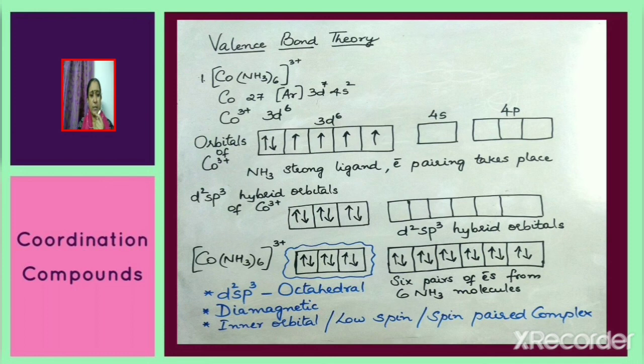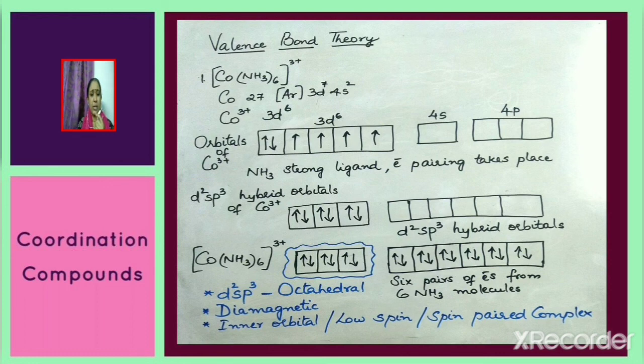The 3d orbitals which are not involved in hybridization, with paired electrons, can be shown, and next to that we can show that all the d2sp3 hybrid orbitals of Co3+ will now be filled by electrons because 6 pairs of electrons will come from 6 ammonia molecules. So Co3+ is in a d2sp3 hybridized state, therefore it is an octahedral complex.